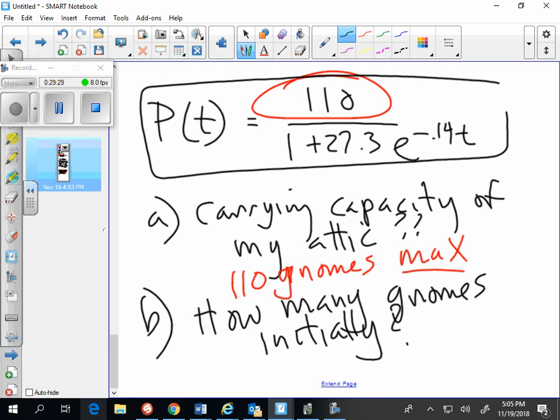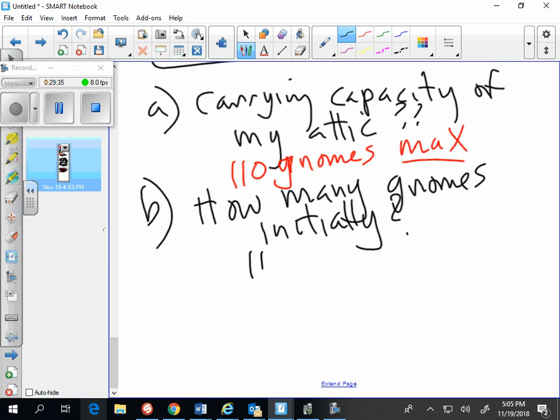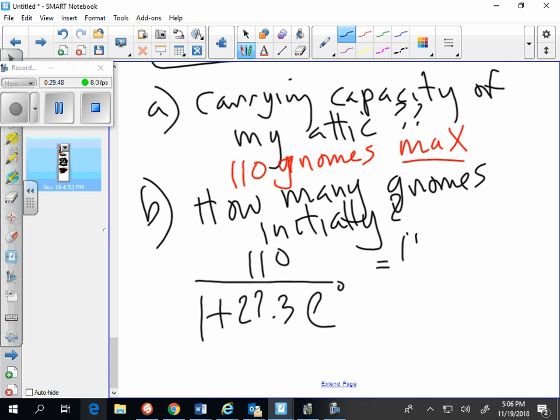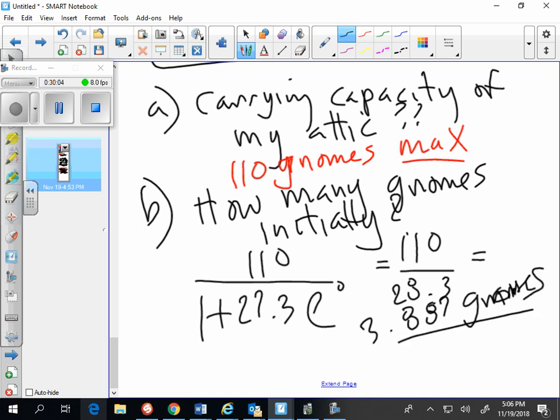Okay, well, to find this, I plugged in a 0 for t, and so I had 110 over 1 plus 27.3 e to the 0. E to the 0 is 1. 1 times 27.3 is 27.3, plus 1 is 28.3. And so when I did 110 divided by 28.3, I came up with 3.887 gnomes. Almost 4 gnomes in my attic at time equal to 0.